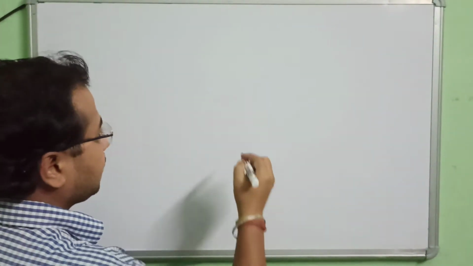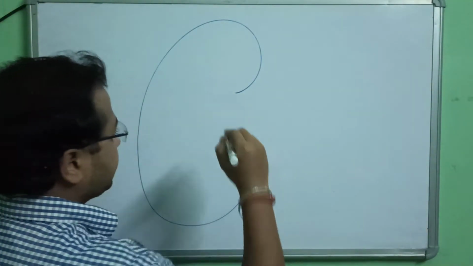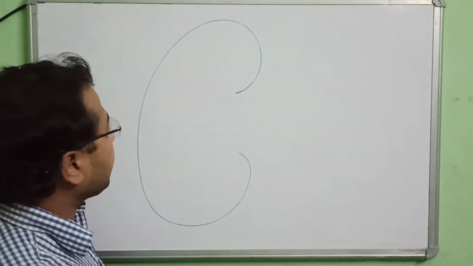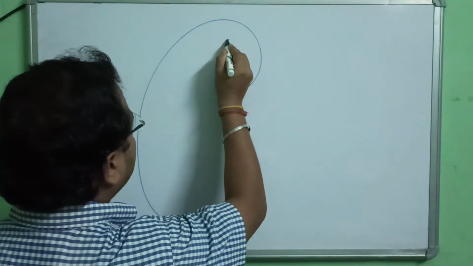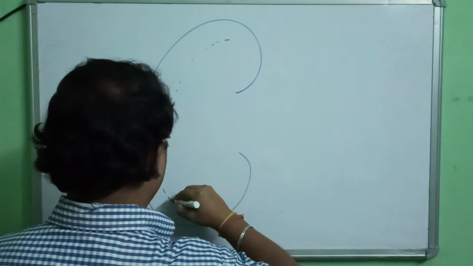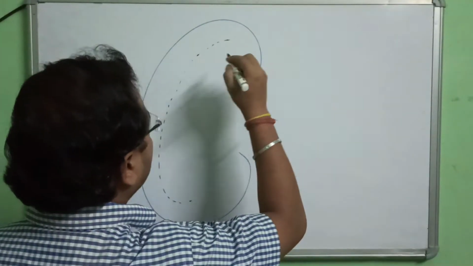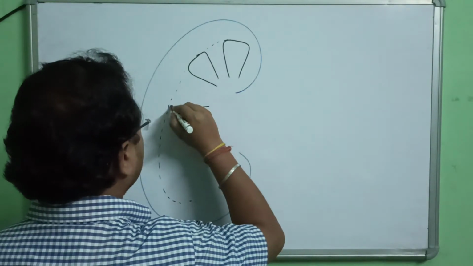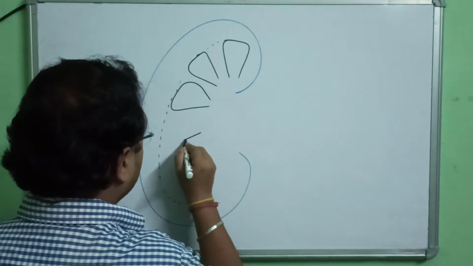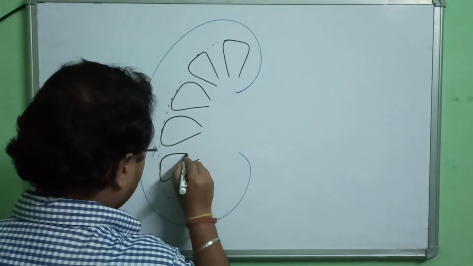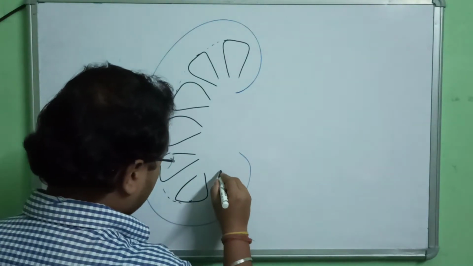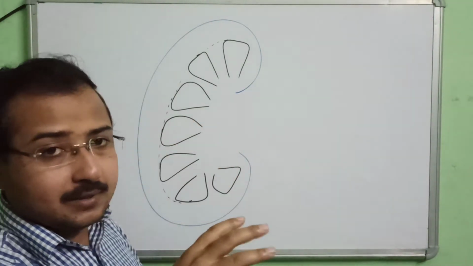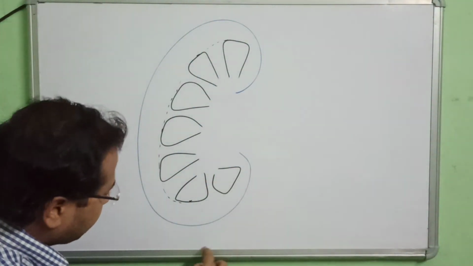If I see the kidney here, suppose it's a kidney. Now I am going to use different colors here. Let's mark a particular area. I will tell you why I have marked this area, and I am going to draw here some pyramid shaped structures. Okay. These are the pyramids. Now this is the outer area of the kidney.